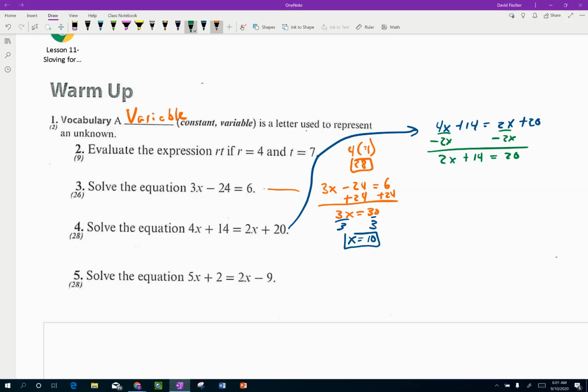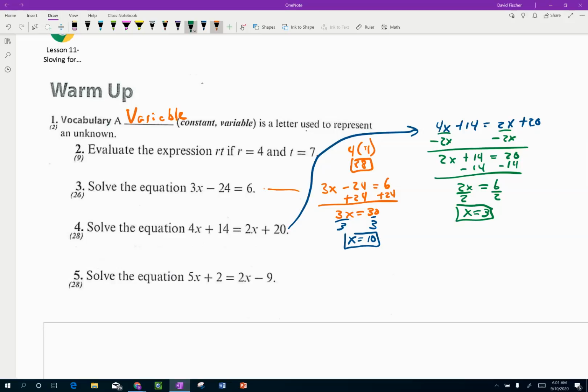Since I work to get my x's to the left, I want to get rid of my 14. I got 2x equals 6. Let's divide by 2, x equals 3. Just like that guy just got done saying, it's very important that you know how to manipulate these equations around.